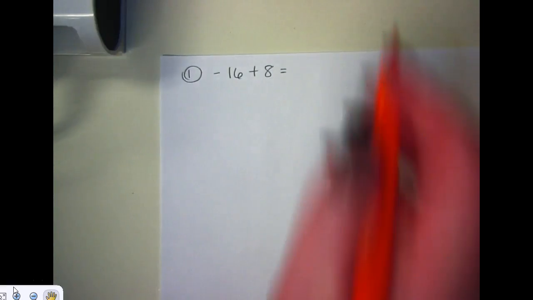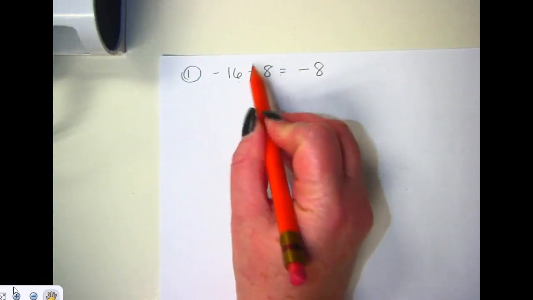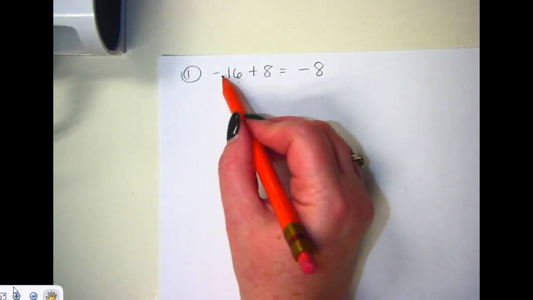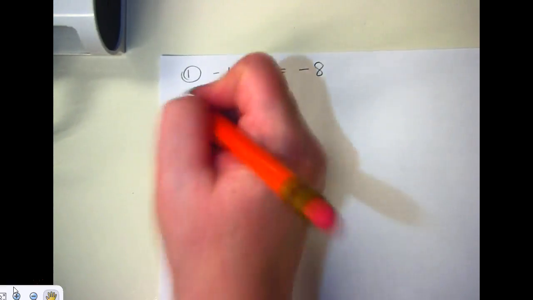Jared? Negative 8. The signs are different, so you subtract. 16 minus 8 is 8, and then you take the sign of the integer with the greatest absolute value, which is negative 16, so negative 8.